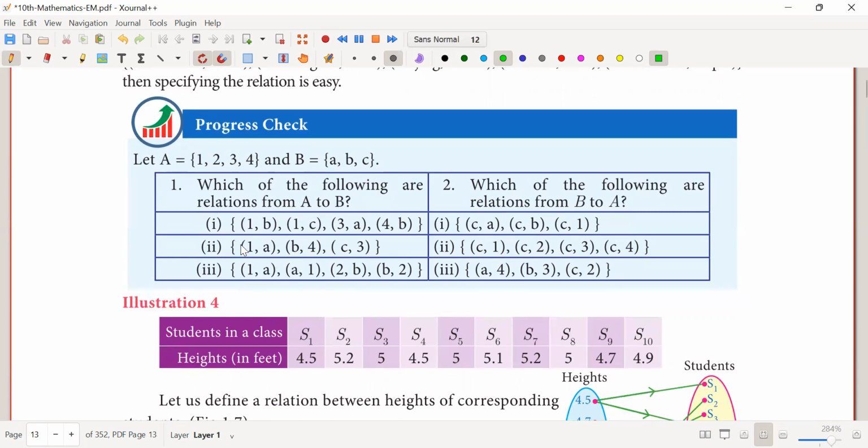But 1A, good, A to B. B to 4 is not A to B, isn't it? So this one is not. Here, 1A, good. This one is A to 1. This is not a relation from A to B. All right, so only this one is right.